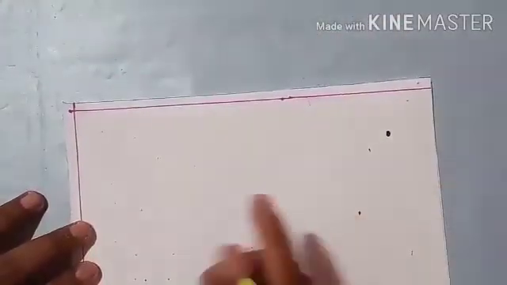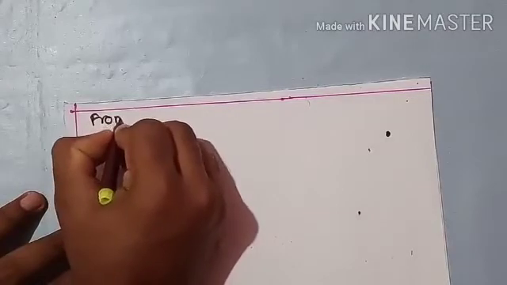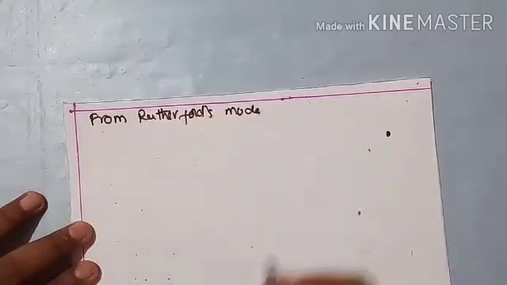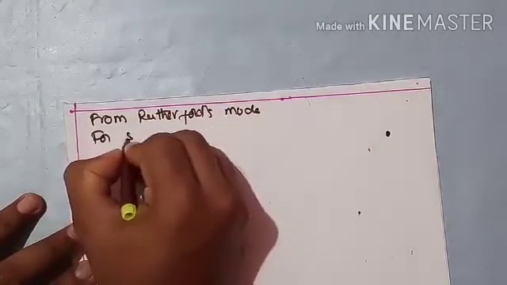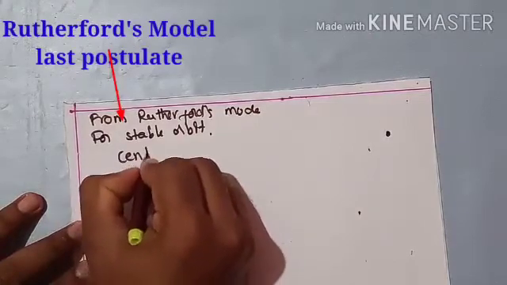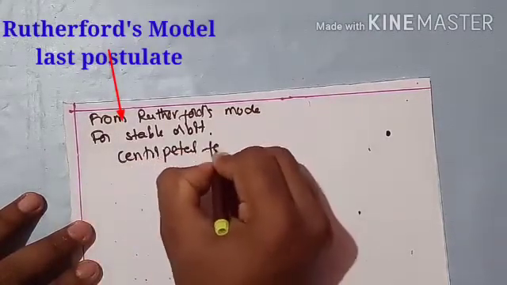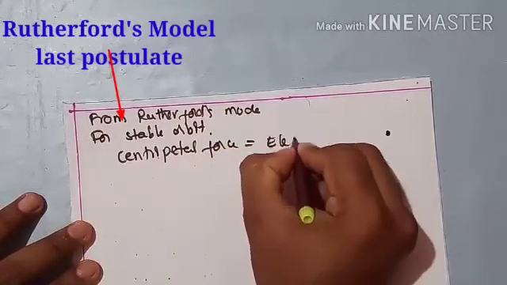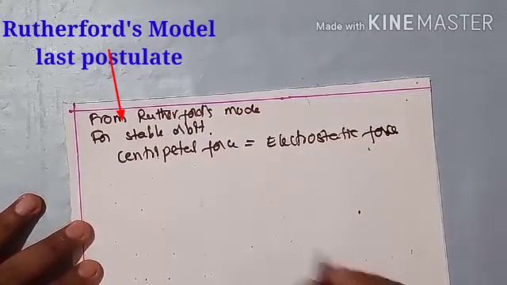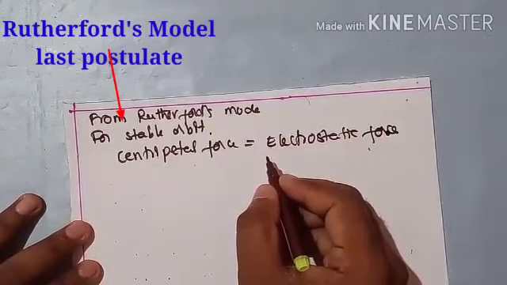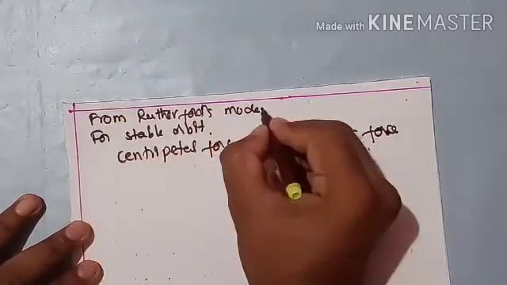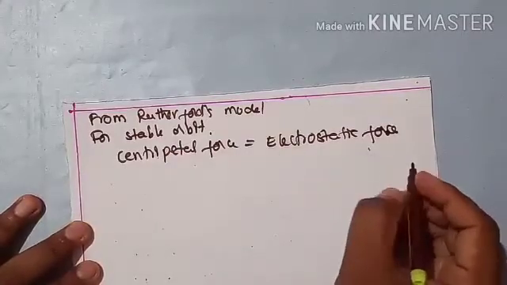First we are going to calculate the kinetic energy. From Rutherford's model, for a stable orbit, the centripetal force is equal to the electrostatic force. This is the last postulate. The electrostatic force is balanced by the centripetal force. Therefore we are using this Rutherford model: centripetal force is equal to electrostatic force.